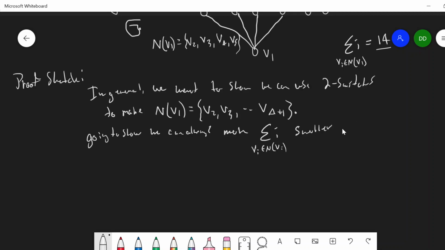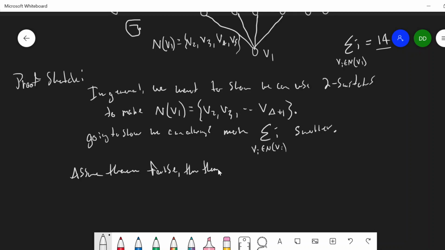Yeah, we can always make this smaller. That is, if we just keep doing this process, we'll eventually get down to the minimum, which will correspond to the neighborhood of V1 being exactly this set. And so the formal way to do this is with a minimum counterexample. So you assume the theorem is false. Then there must be some minimum counterexample.